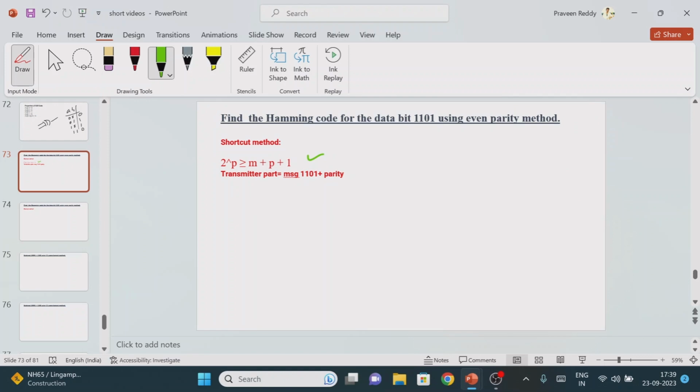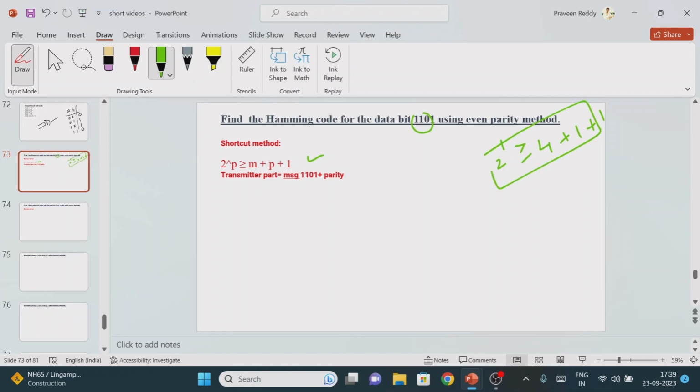By using the trial and error method, we are going to identify how many parity bits are required. For example, let p equal 1, then 2 power 1 greater than or equal to m plus p plus 1, where the m value is always constant, so 4 plus 1 plus 1. This condition is not satisfied, because 2 is not greater than 6. Now if you take 3 as the p value, 2 power 3 greater than or equal to 4 plus 3 plus 1. So this condition is satisfied. So the number of parity bits required is 3. In this place we need to add 3 parity bits.